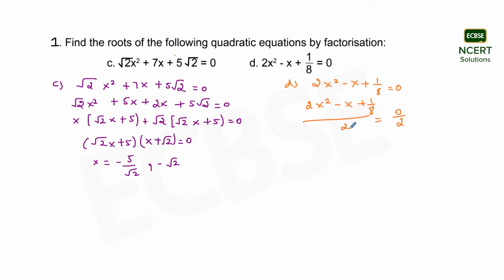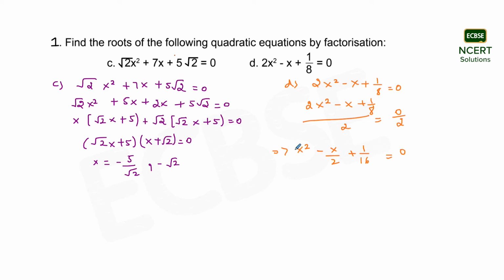That is dividing both the sides by the number 2. So here the left hand side comes out to be equal to x square minus x by 2 plus 1 by 16, which is equal to 0.